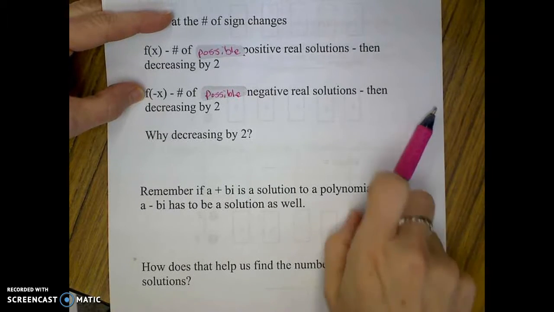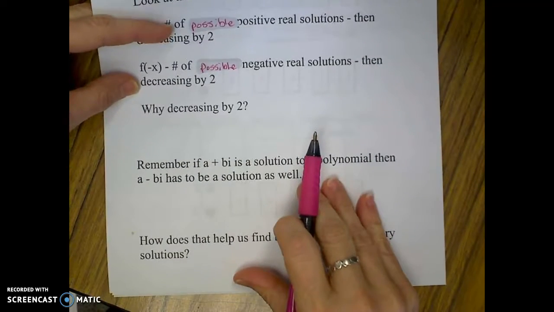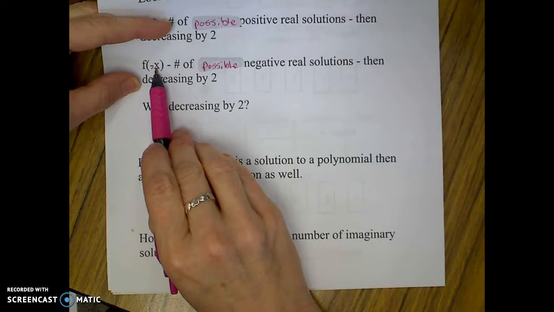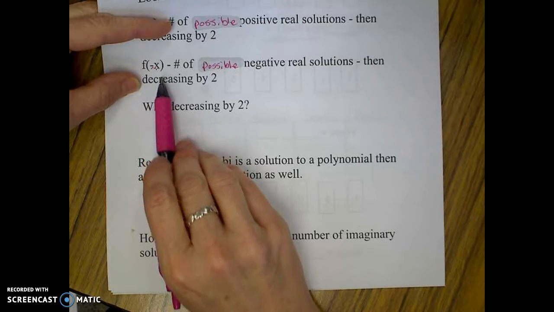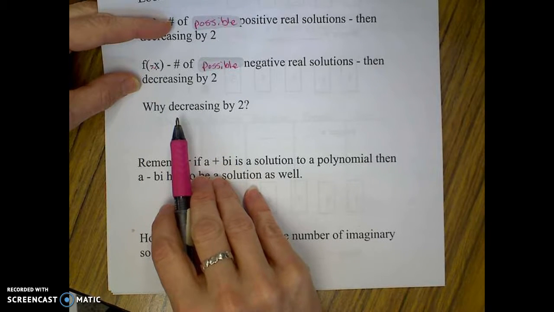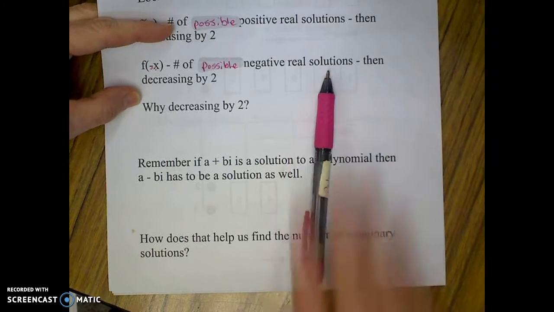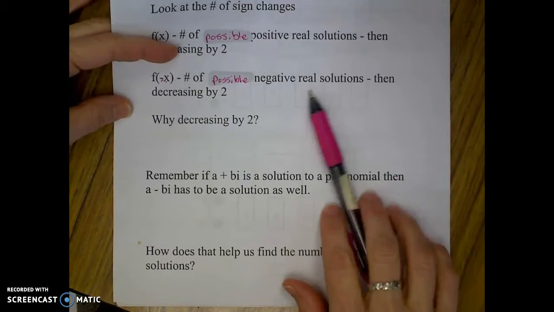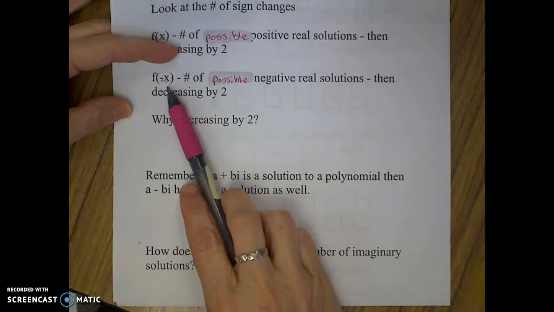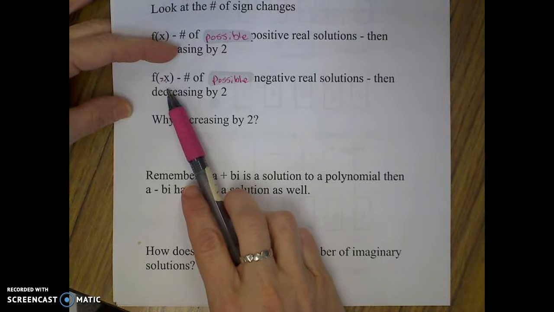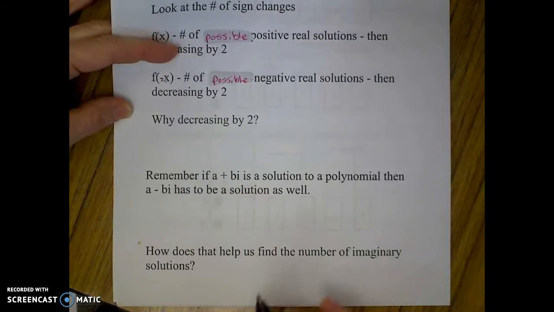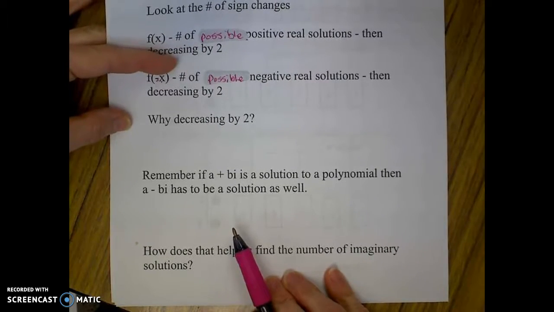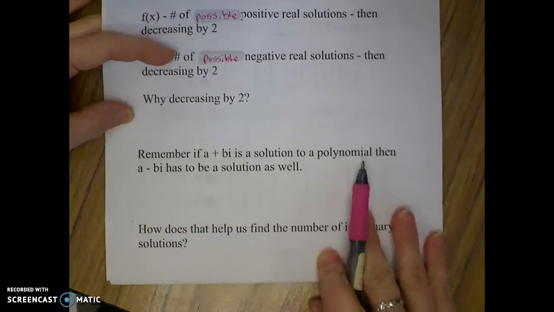All right. To find the negative roots, what we do is plug a negative x into the original function and recalculate the signs. Again, I'll show you why we're going to do that. Sorry about that. So again, we plug negative x into the original. We look at what the signs look like then, how many sign changes we have, and we take that number, and that's a possible number, and we decrease by 2.